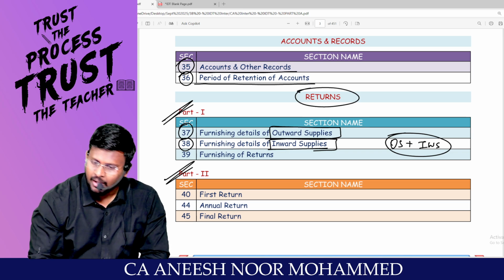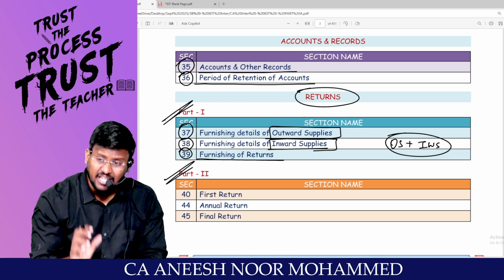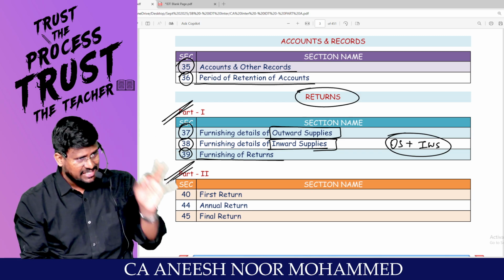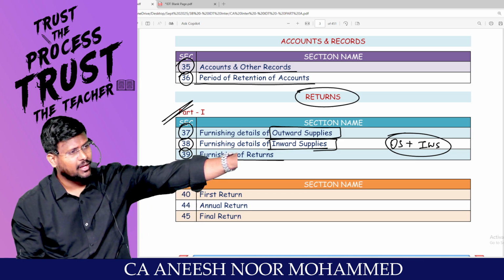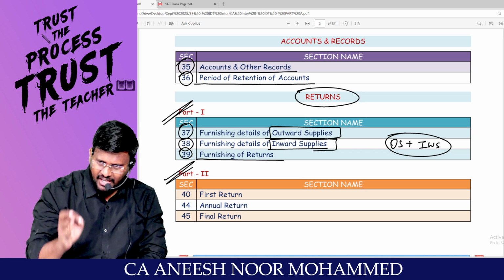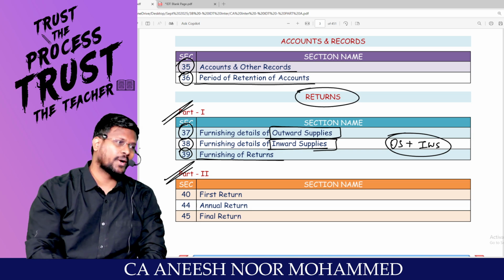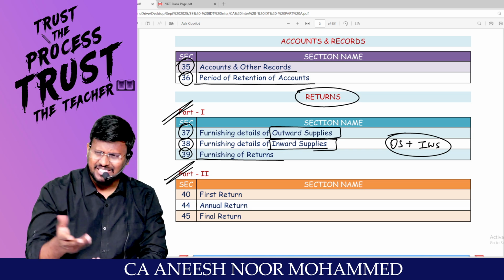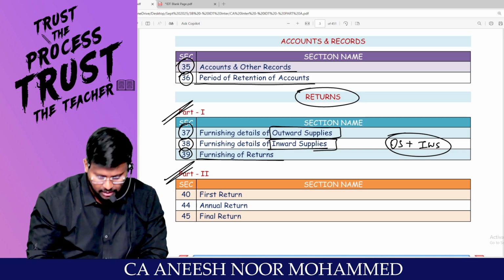Am I right? That's what section 39 is, furnishing of return. In section 37, you have to file exclusively outward supply. In section 38, you have to disclose your details exclusively for inward supply. Comfortable, sir? Then section 39, what of return? Filing of return. You have to furnish the return.